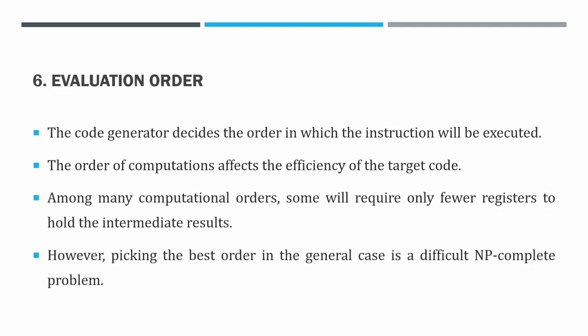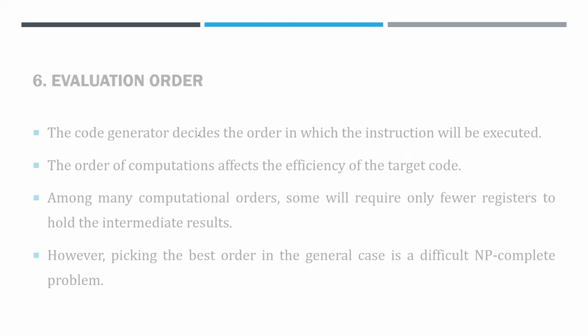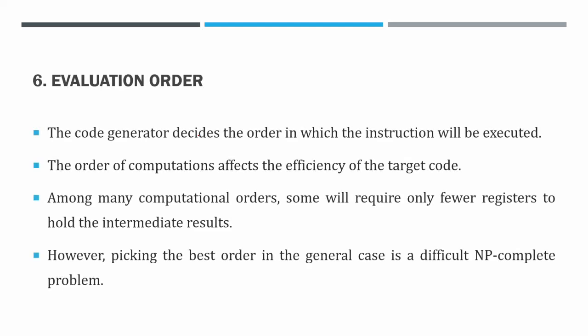And next, the previous thing we have discussed is register allocation. Next one, the last issue is the evaluation order. The code generator decides the order in which the instructions are to be evaluated. The order of computation also affects the efficiency of the code.